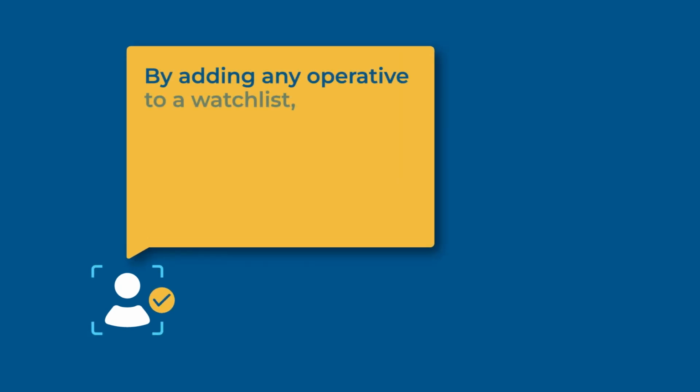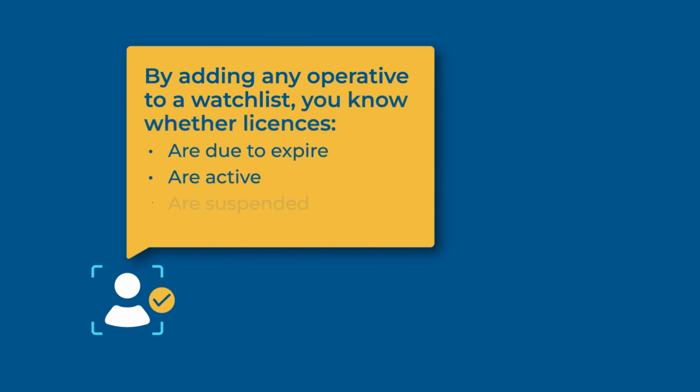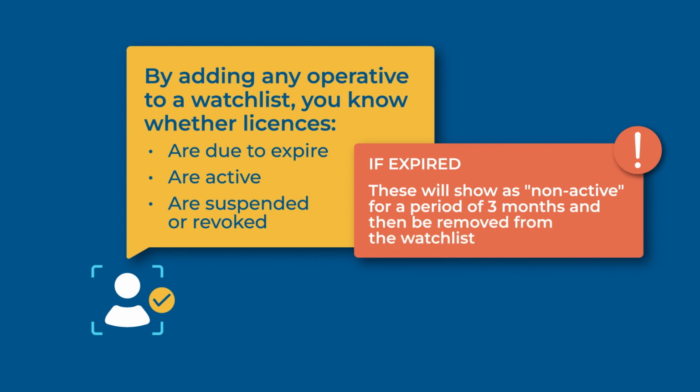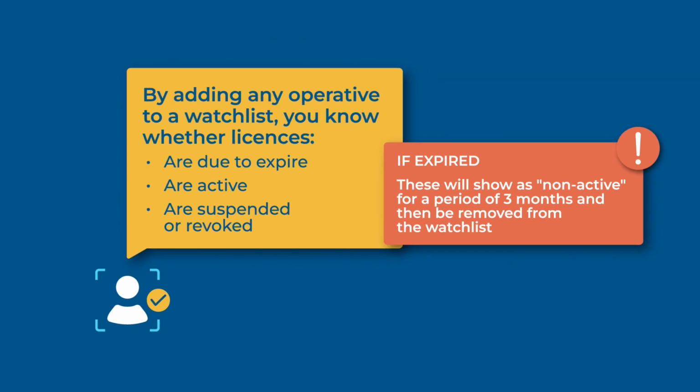You can stay up to date about the licensable status of any operative by adding them to a watch list. Watch lists tell you when licenses are due to expire and whether they are active, suspended, or revoked. After a license expires, it shows as non-active for a period of 3 months. Then it's removed from the watch list. The name of the license holder will not be shown during those 3 months.